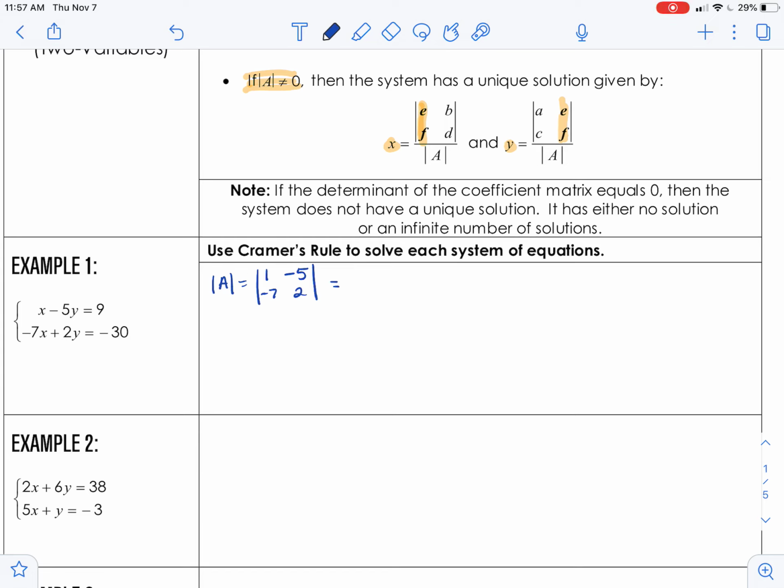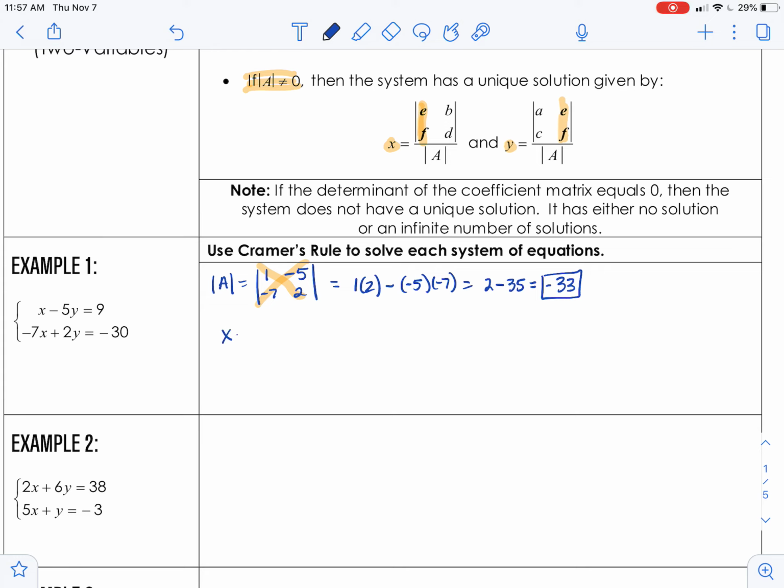And so again, remember it is AD minus BC. So I cross and then subtract. So we have 1 times 2 minus -5 times a -7. So in this case, that is 2, and it looks like minus 35, which is a -33. Okay, so I'm going to box that because I'm going to need to use that, or underline it, highlight it, whatever you need to do. Okay, so it is not 0. That means I can continue on.